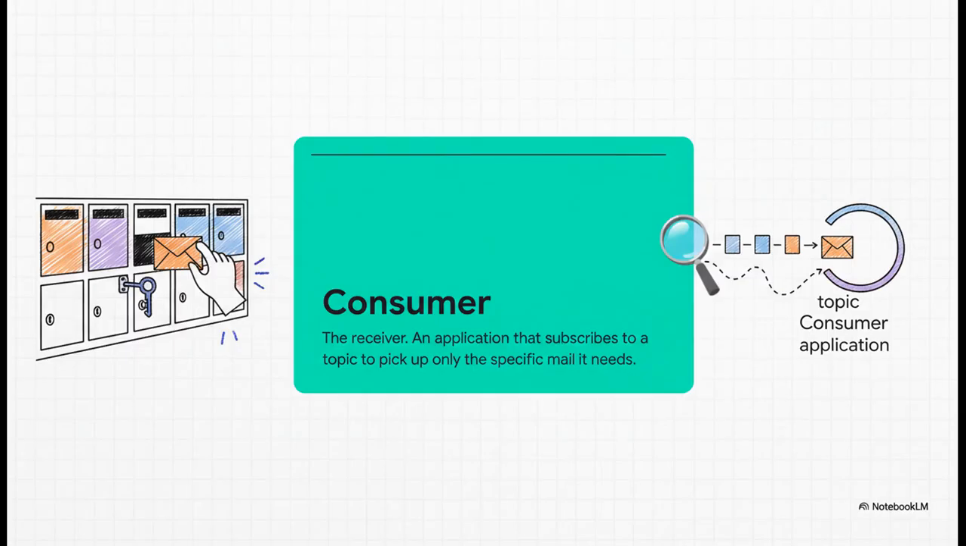And that brings us to our final piece, the consumer. Who is this? Well, this is the person who has the key to that P.O. box. They don't care about all the other mail in the building. They just walk up to the specific box they're interested in, the one they've subscribed to, and they pick up their mail. Simple as that. A consumer is an app that reads data from a specific topic.